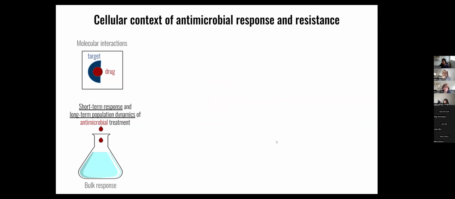Now, the approach of our lab is really grounded at the level of cellular physiology. So we really focus on the cellular context.